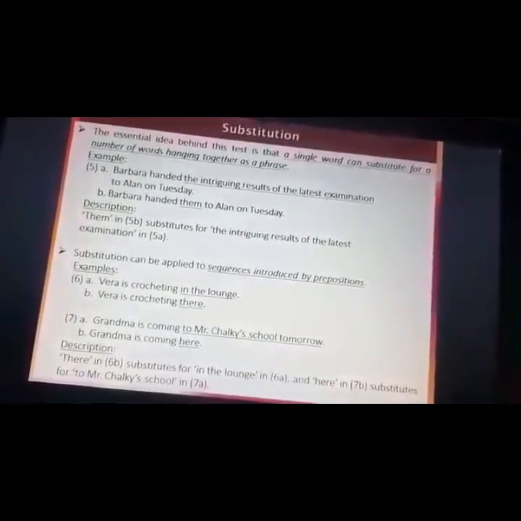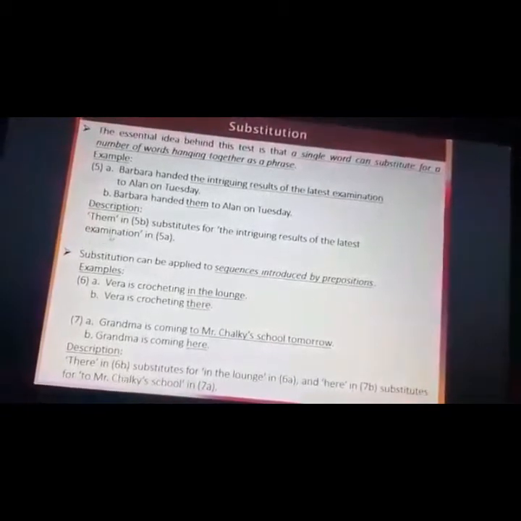the effective sentence. You can see the description there. Them in 5b substitutes for the intriguing results of the latest examination. Also, substitution can be applied to sequences introduced by prepositions. For example, Vera is crossing in the lunch. In the lunch here ada berapa kata? Dia 3 kata diganti menjadi satu, yaitu there.